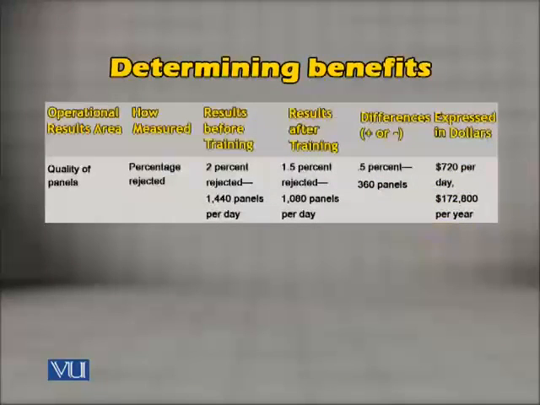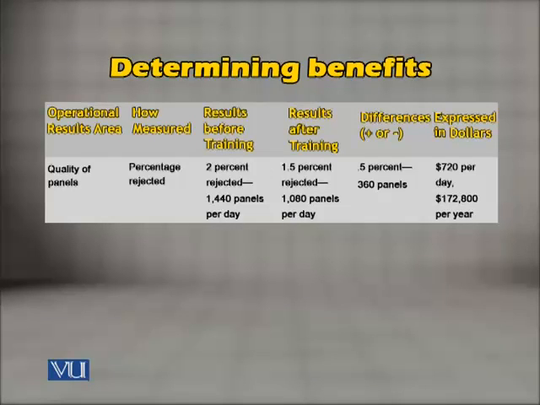Now you have to determine benefits. Determining benefits, that is a little bit difficult thing. So for determining benefits of the training, there were 3 problems that were detected. The first problem was quality of the panels. So how is it measured? By the percentage rejected. I told you that 2% were rejected, which means 1440 panels per day.